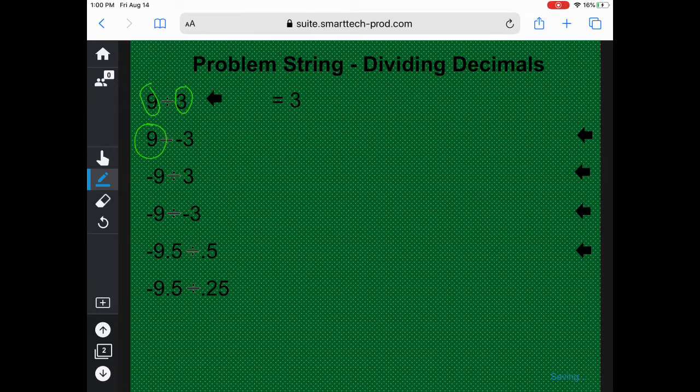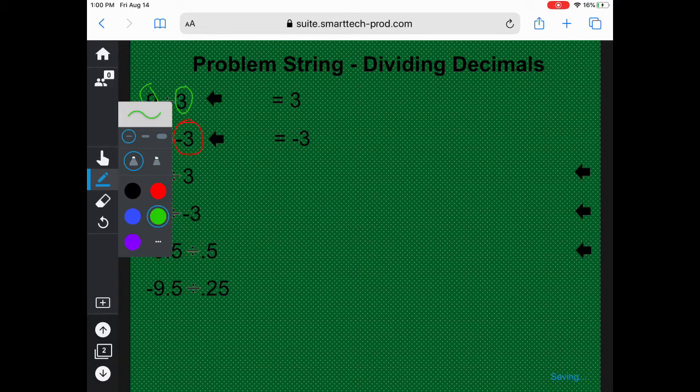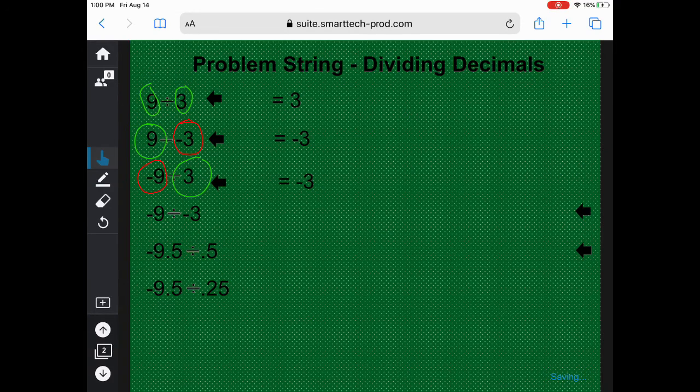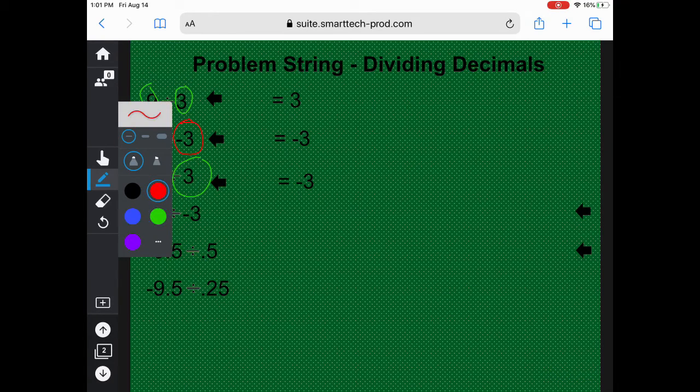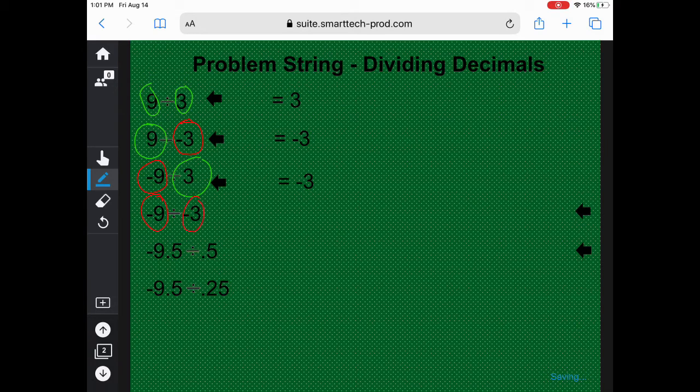This time we have a positive and a negative. So we have a negative and a positive number. Our quotient will be negative. Here we have a negative 9 and a positive 3. So a negative and a positive again. This is going to give us negative 3. Now on this fourth one, we have two negative numbers. When we have two negatives, this is going to give us a quotient of a positive 3.